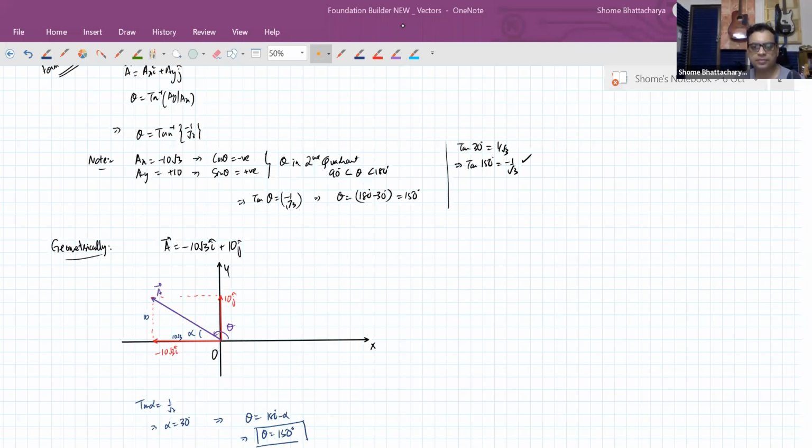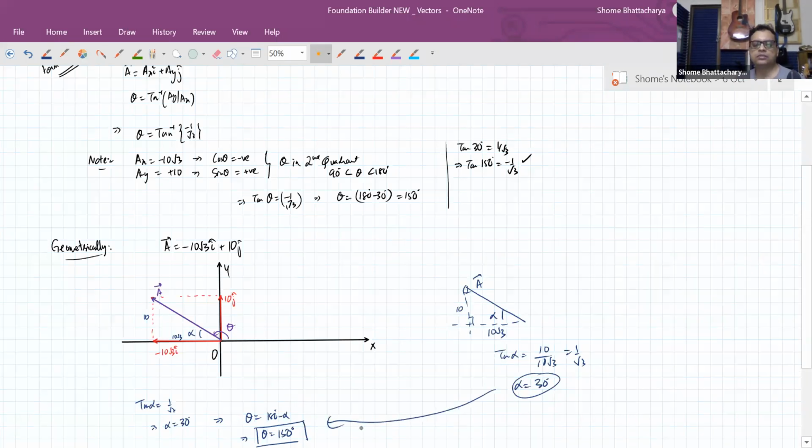The last step is this: just look at this particular triangle. This is the vector A, and this is a right angle triangle, and this angle is alpha, and this side is nothing but 10, and this side is nothing but 10 root 3. So tan alpha is perpendicular upon base, so alpha is 30 degrees. That is the step. Therefore theta, the angle with the positive x-axis, is the complement of that. So you can see. Is it clear now?